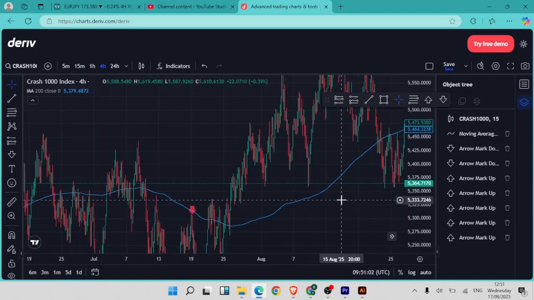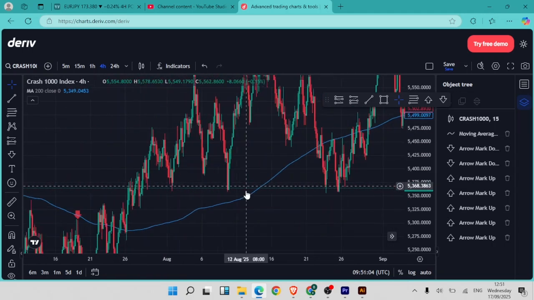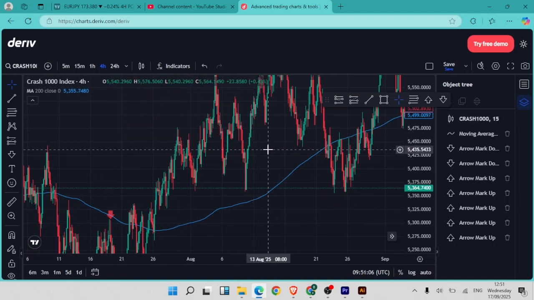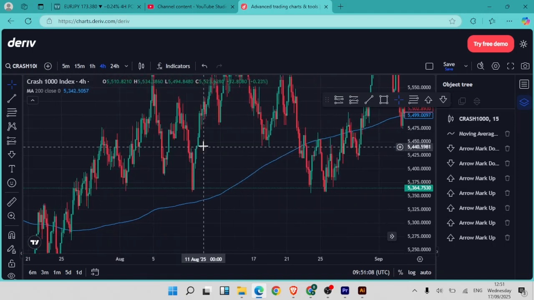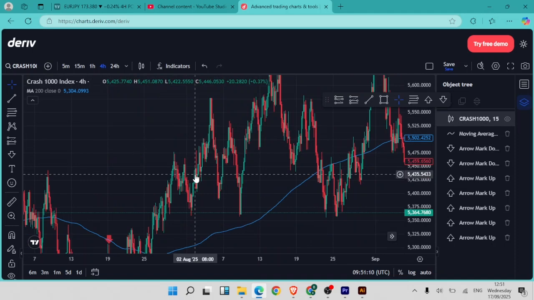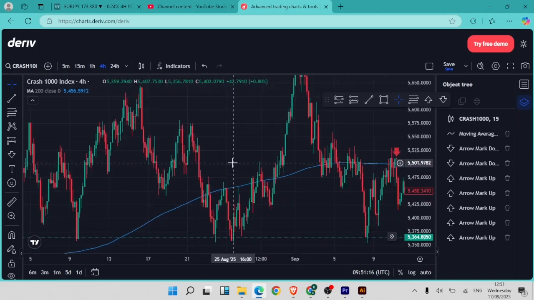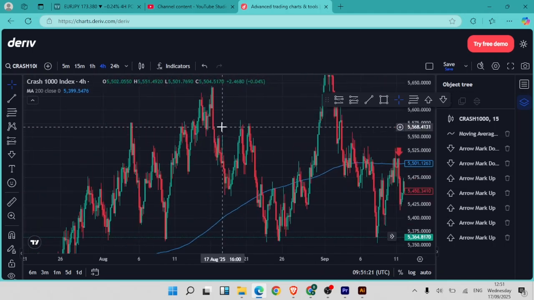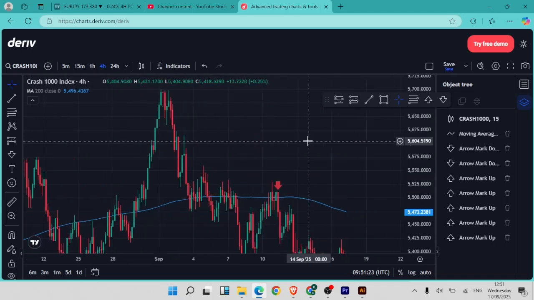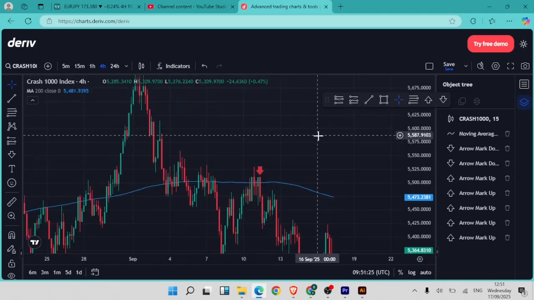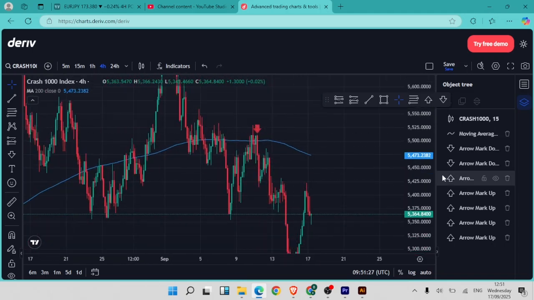And with Boom and Crash, I don't advise you to use this model in the 1-minute time frame. It is not advisable. For Boom 1000, Crash 1000, start from the 15-minute time frame going up. Boom 500, Crash 500, you can consider using the 5-minute time frame going up, and even Crash 300 and Boom 300. So that is an example using Crash 1000.